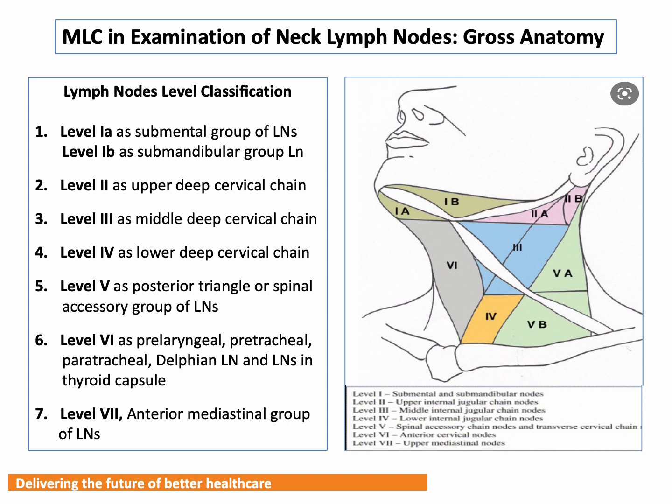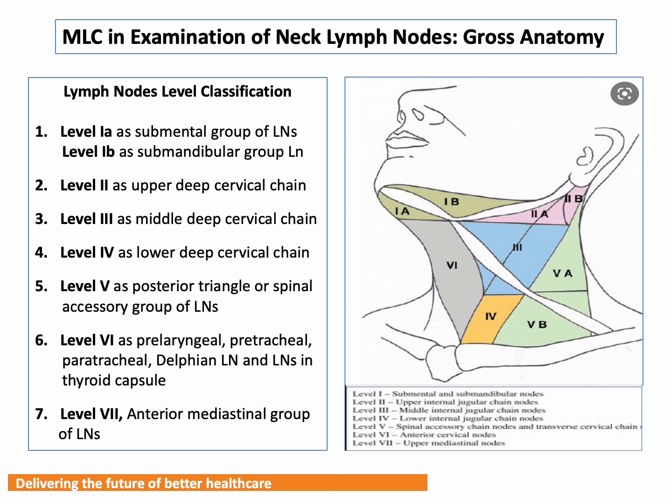Now let's see the lymph nodes clinical level classification proposed by Robbins, and according to this classification, the lymph nodes in the neck are classified as level 1A as the submental group of lymph nodes, level 1B as the submandibular group of the lymph nodes, level 2 as the upper deep cervical chain, level 3 as the middle deep cervical chain, level 4 as lower deep cervical chain.